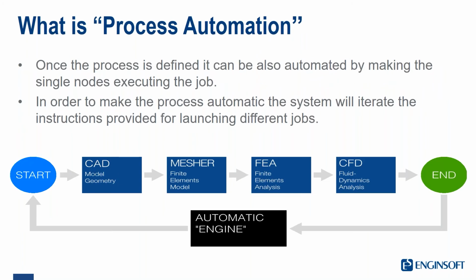The second pillar is process automation. Once the process is defined, it can also be automated by an automatic engine, for instance, which can iteratively run the entire process from start to end without manual interaction. So automatically I can rebuild my geometrical model following some modification, then a new meshing model, and then I can run automatically my solver, the solver that I usually use in my development process, like in this case, structural and fluid dynamics solvers.